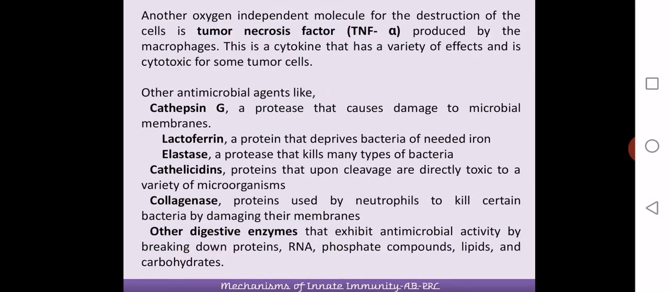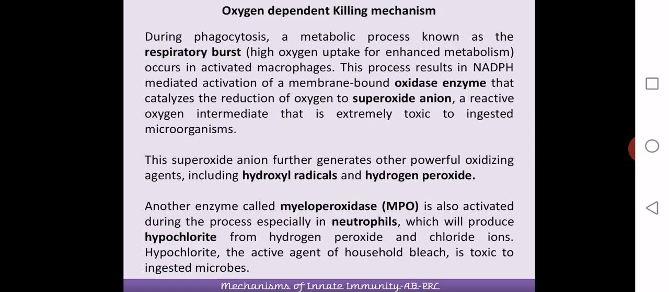Another one is tumor necrosis factor, TNF alpha, usually produced by macrophages. This is also a cytokine having activity especially against tumor cells. Then cathepsin G, lactoferrin, elastase, catholicidins, collagenase, and other various digestive enzymes all play a vital role in the destruction of the phagocytosed cells and substances.